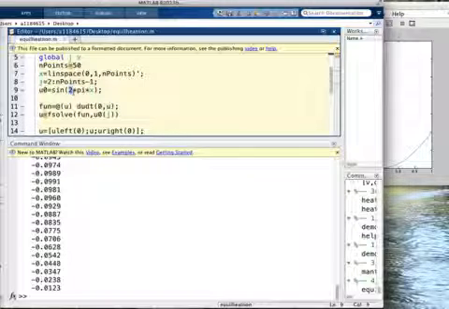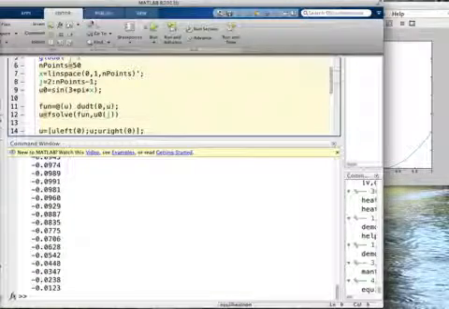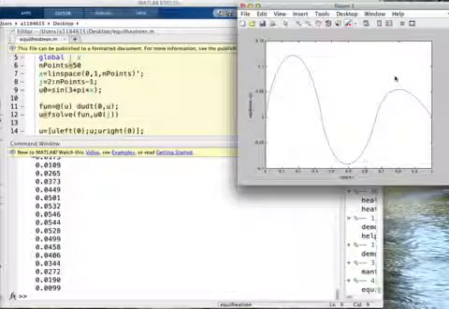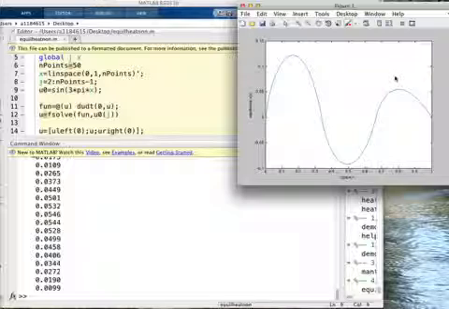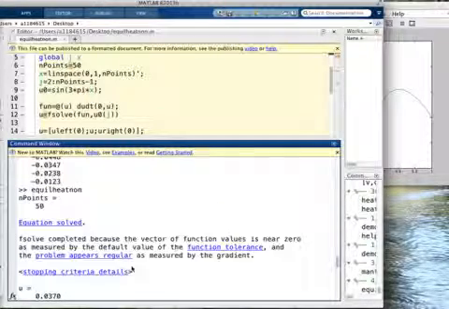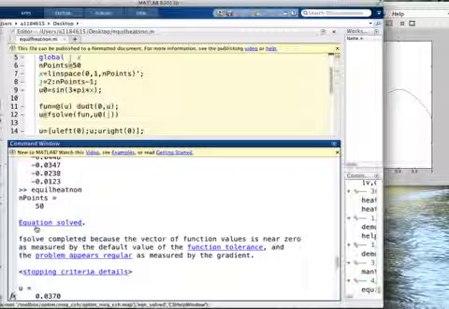You can look for other solutions by starting from other initial conditions, such as sine of 3 pi x. Let's try that, and you see something even more kinky. Is that a valid solution? Yes. fsolve thinks it's found one. So we can find both stable and unstable solutions, and that's marvelous.